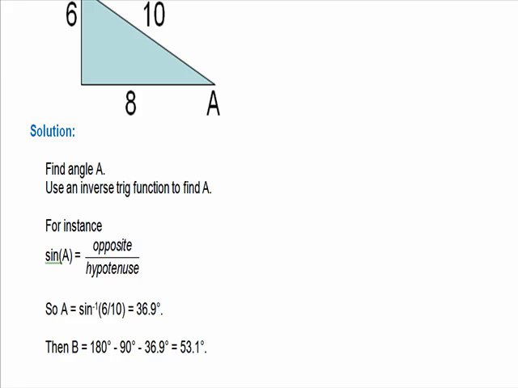Now the nice part is, once I know this, even though there's a little bit of rounding, I could actually figure out what angle B is without doing any inverse trig, because I know that my angles have to add up to 180 degrees. And if I do that, what I learn is that my angle B would have to be approximately 53.1 degrees.